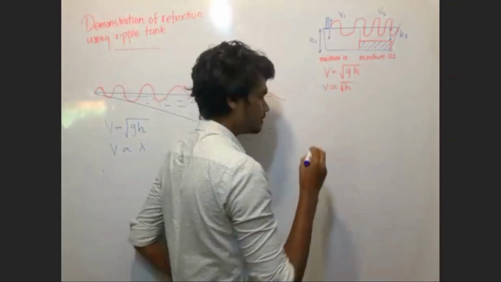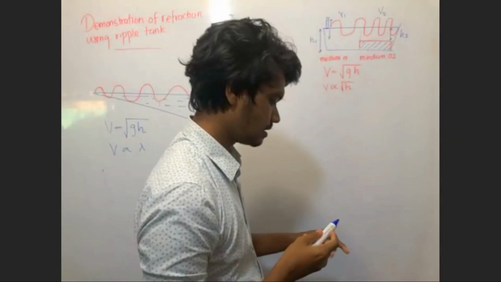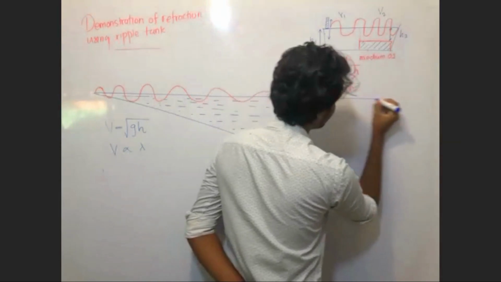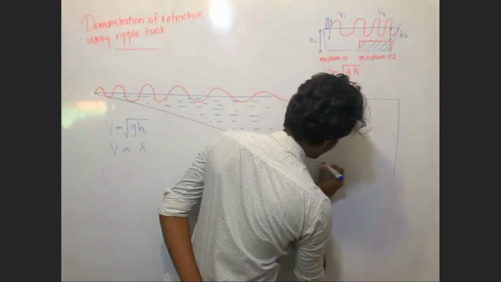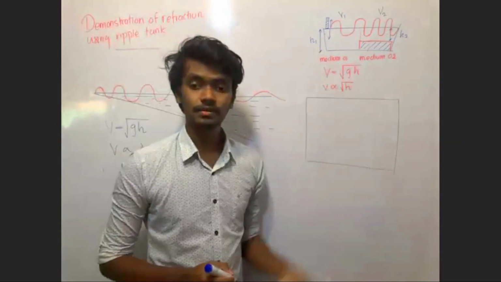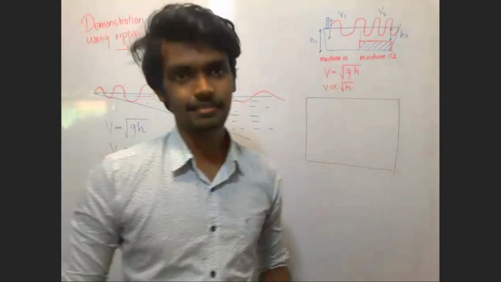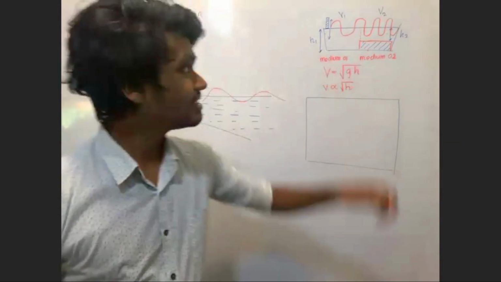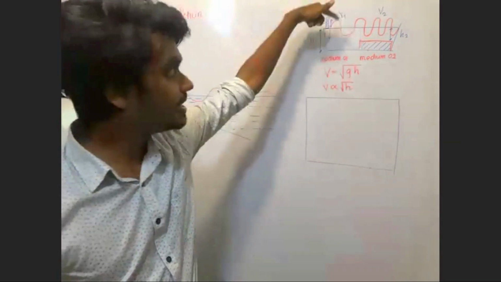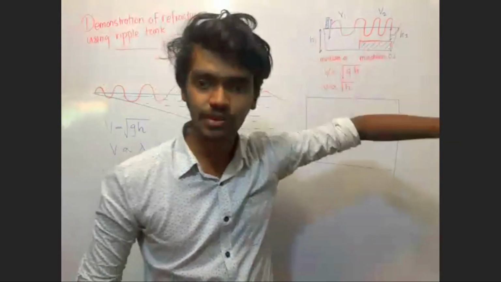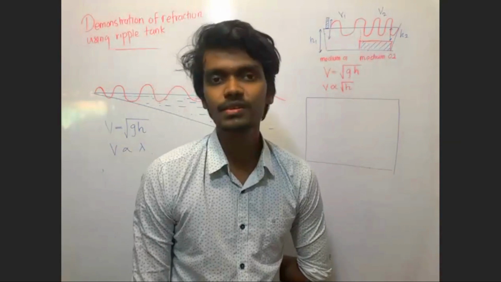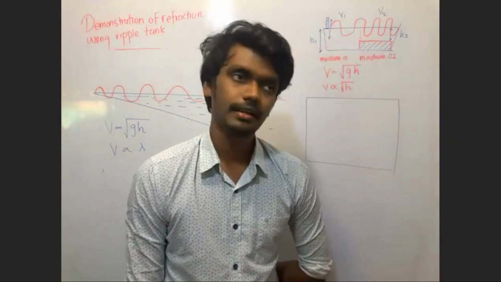I will draw the top view of the ripple tank. I will draw the top view of the screen. The frequency doesn't change. So who is deciding the frequency? This guy, the oscillator. He is the one who is deciding the frequency. So the frequency doesn't change.